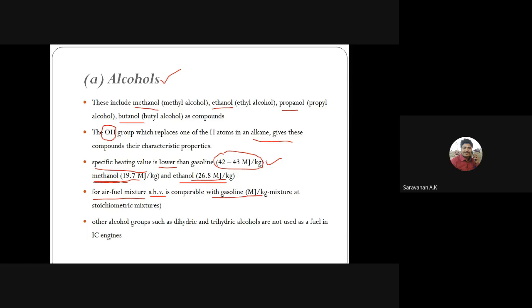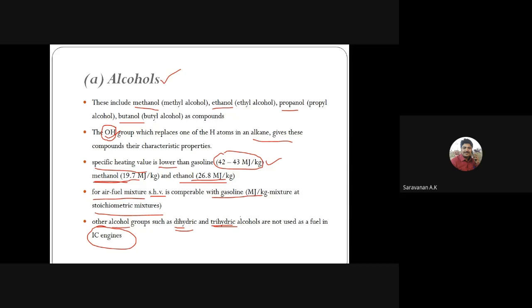For gasoline we are using the stoichiometric mixture. What is that? It's a chemically correct mixture. Other alcohol groups such as dihydric and trihydric alcohols are not used in IC engines. Only the alcohol group we are using as a fuel in IC engines. The dihydric and trihydric alcohols we are not using as fuel in the IC engines.